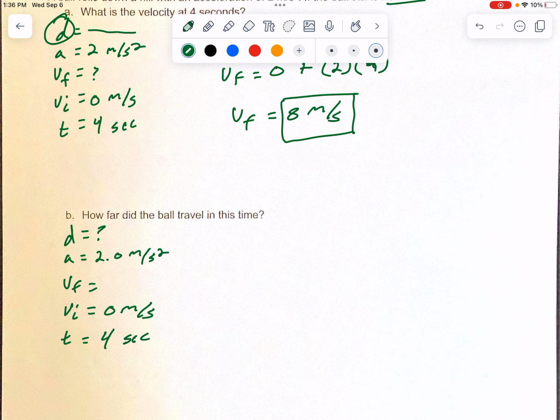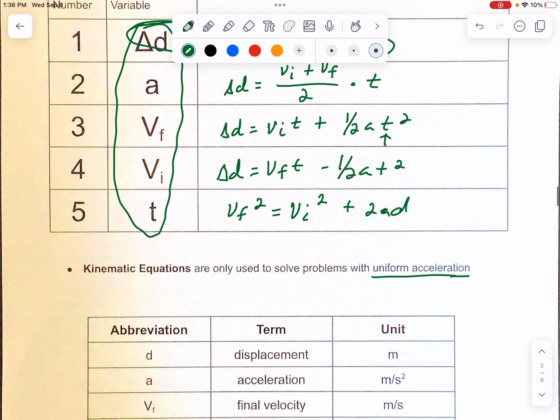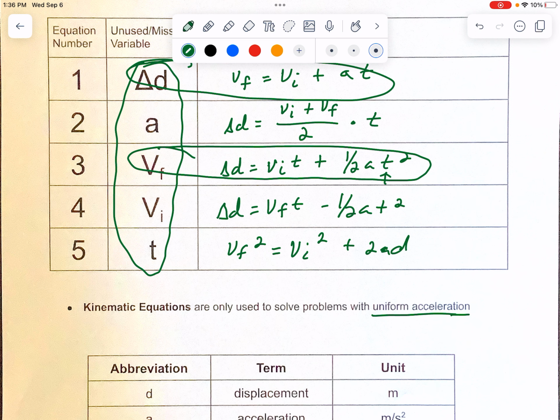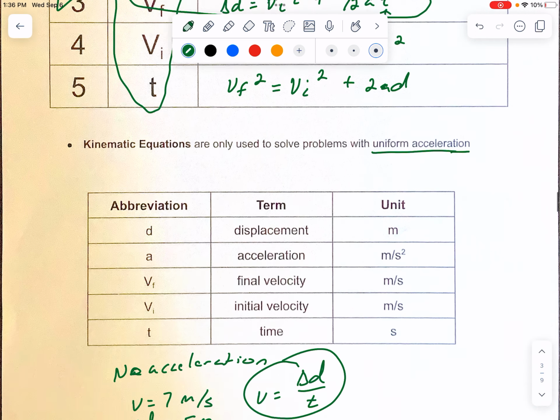because they want to know how far did it go in that 4 seconds. So what I'm going to do is I'm not going to care about final velocity at all. So I'm going to put a big line through it. So now I'm going to come up to these equations. And now I get to use equation number 3. I'm going to use the one they don't mention at all. Okay, I'm not using the one we're looking for. So now I'm not going to use equation number 1. I'm going to use equation number 3.